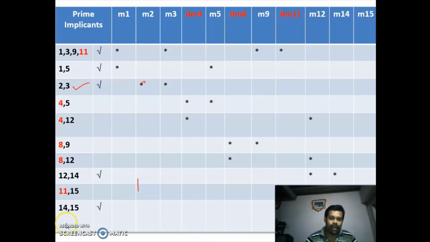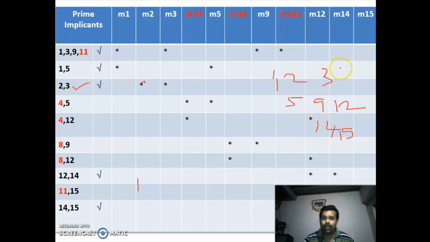Now we have to write the minterms given in the question. The minterms given in the question are 1, 2, 3, 5, 9, 12, 14 and 15. Of these, 2 and 3 get grouped. So one by one we have to check. Now we have to group minterm 1.